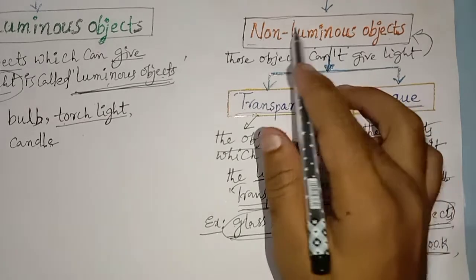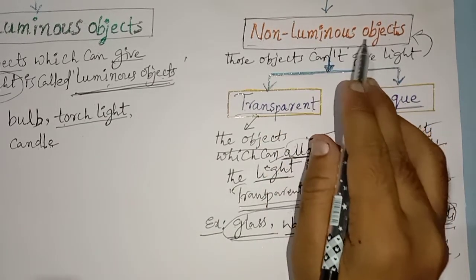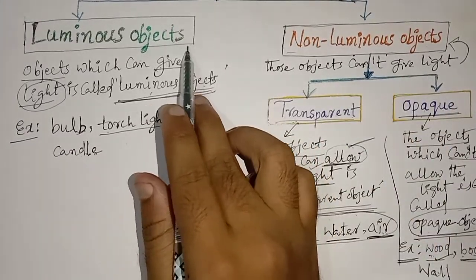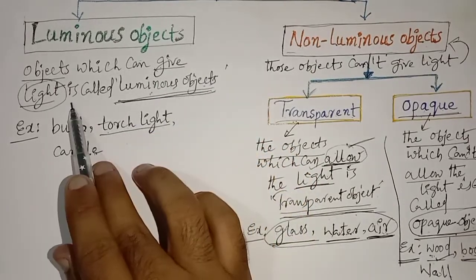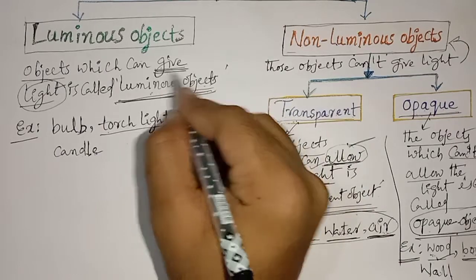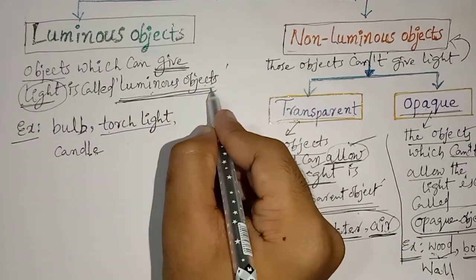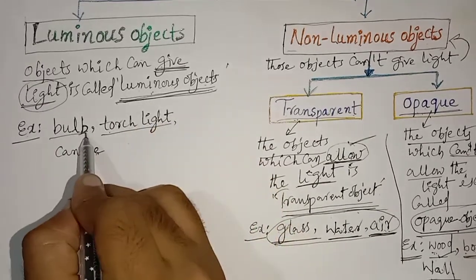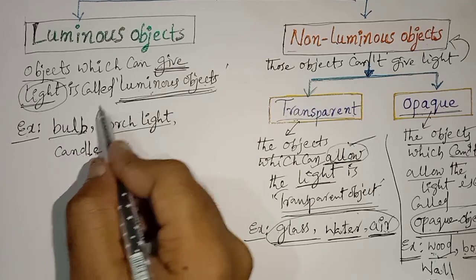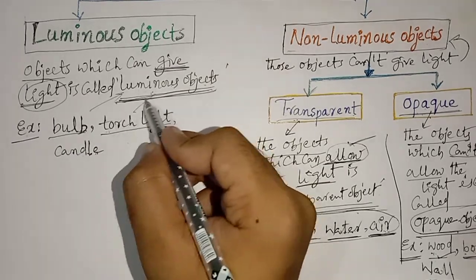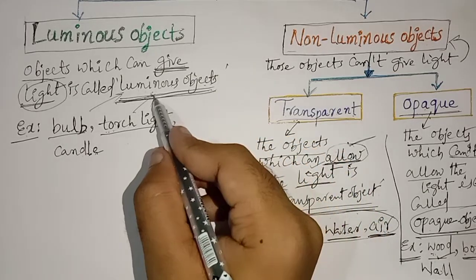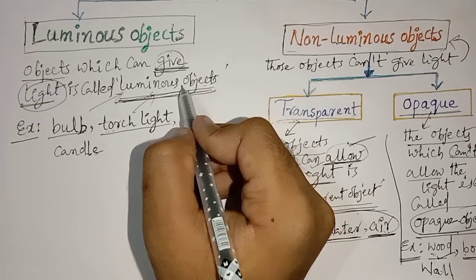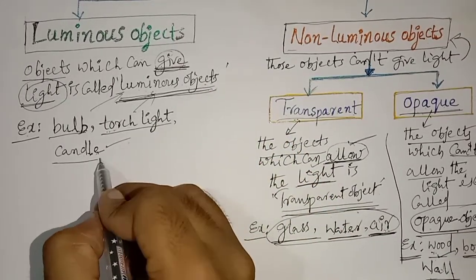And remember here, you have to remember the non-luminous object definition, and also the luminous object definition. What is the luminous object definition? The object which can give light is called a luminous object. What are the examples of luminous objects? Bulb, because a bulb gives light, so that is a luminous object. Torchlight gives light, so that is a luminous object. Candle, you know very well, gives light, so that is a luminous object.